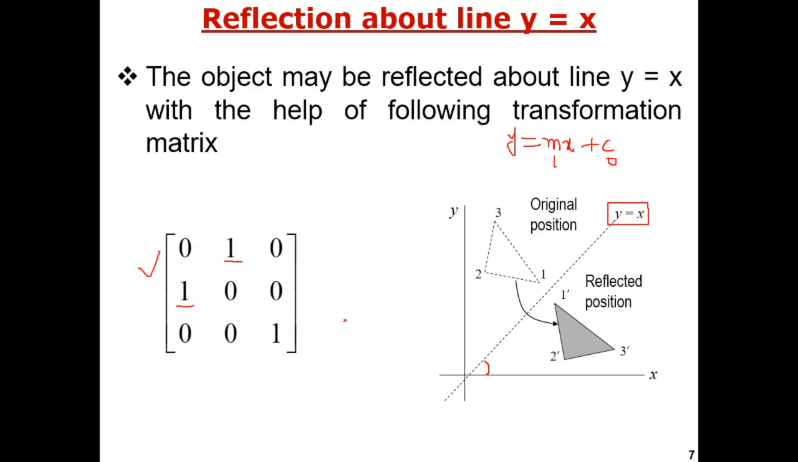So if you apply this matrix to a point, all the points are going to be reflected with respect to the y is equal to x line. This matrix is very easily understandable. You can understand that the x value position and y value position are just going to be swapped. So this is the reflection about the y is equal to x line.